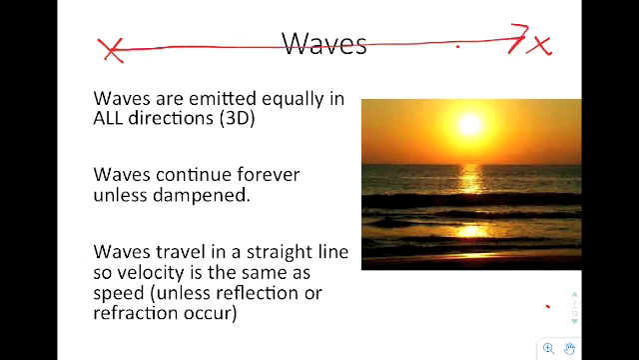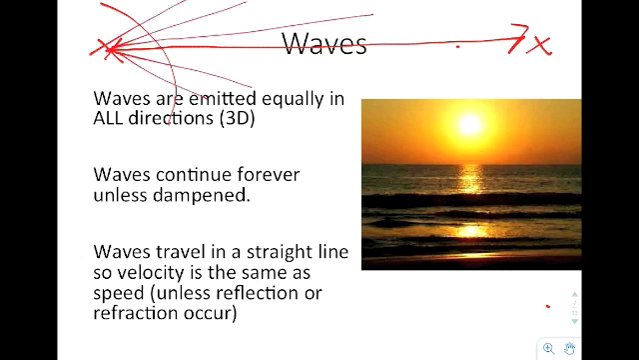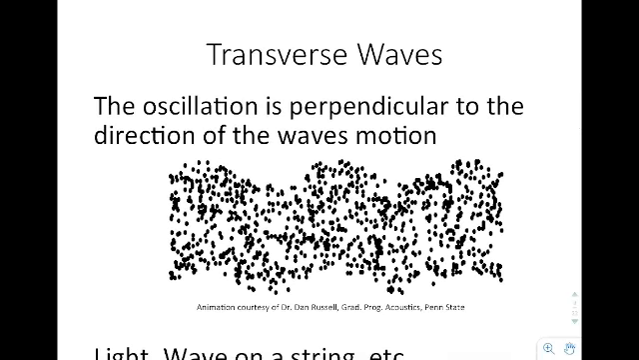And I know what you're thinking. You just said it's emitted in a circular pattern. Yes, what you do have is constant waves being emitted in every direction, but they all travel in a straight line. Because they all travel in a straight line, speed is the same thing as velocity for waves because they're going in the same direction. So the first type of wave we have is what's called a transverse wave.